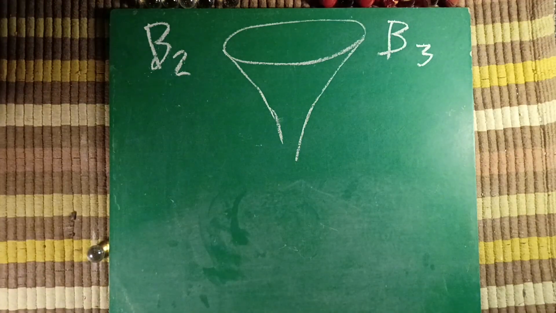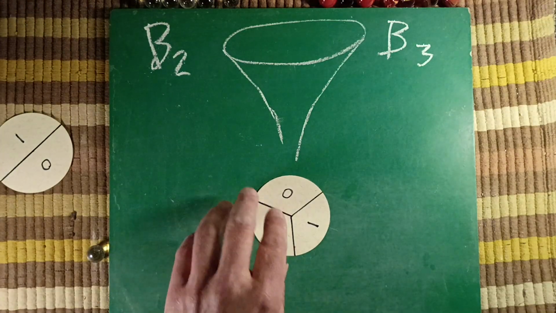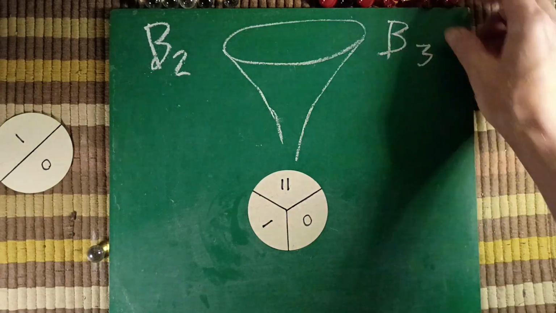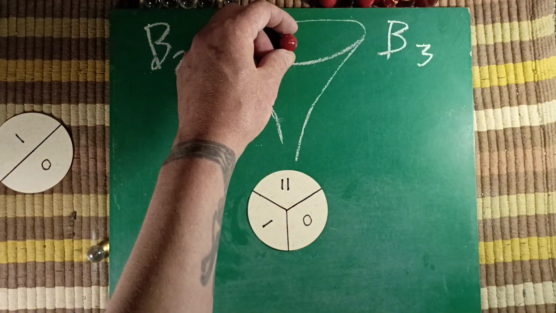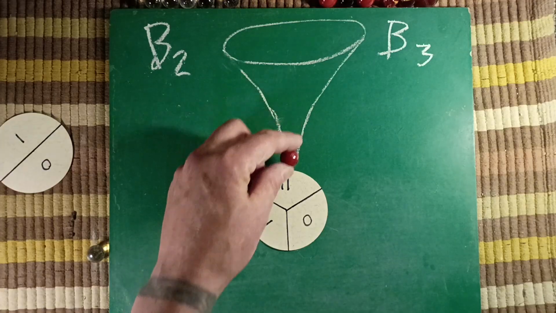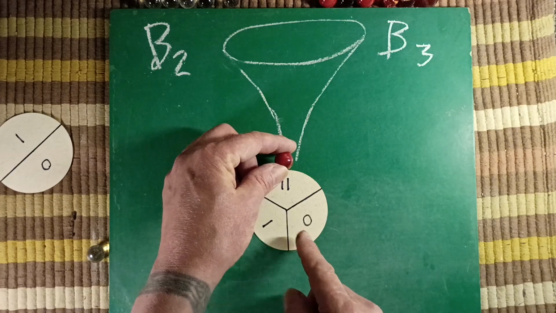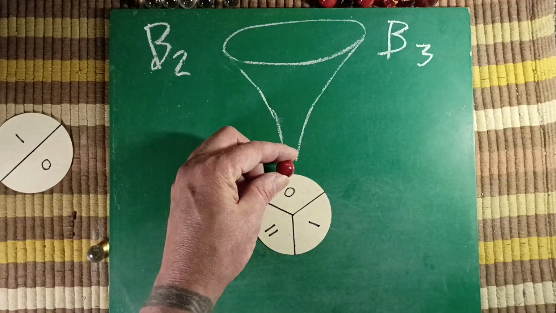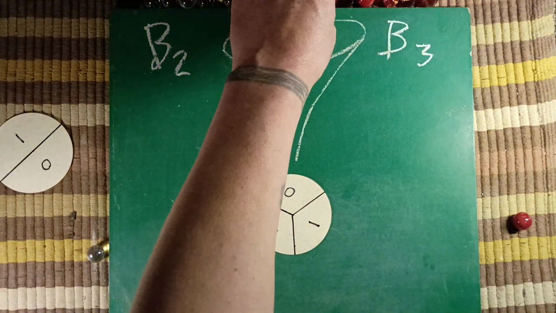With base 3, we have a 0 and a 1 and a 2. Let's say whichever one this holds. Let's say this has a 0 on it. Goes down the funnel. It's at 2 right now. Well, it needs to go to 0, so mechanically it turns 1 turn, and it's filed properly. Let's do it again.